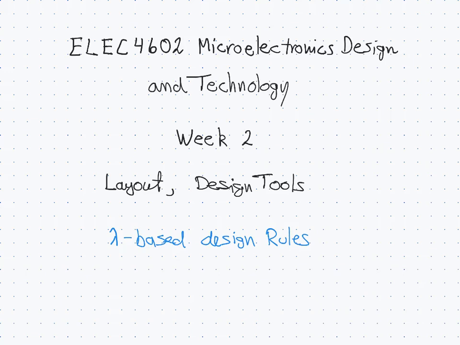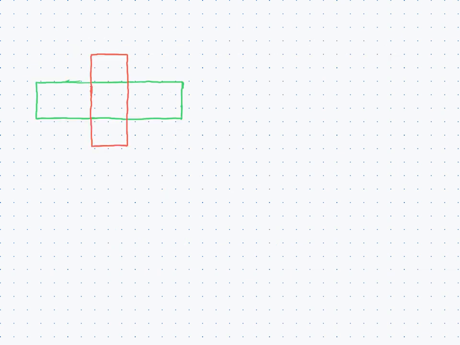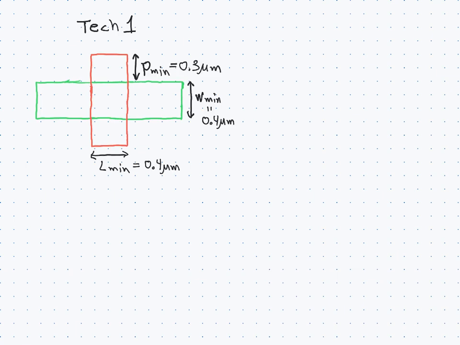In this course, we're going to be using simplified lambda-based design rules. Now imagine in one technology we have a minimum transistor drawn here, where we have the minimum transistor length being 0.4 micrometer. We have the minimum transistor width being also 0.4 micrometer, and we have the minimum poly overlap being 0.3 micrometer.